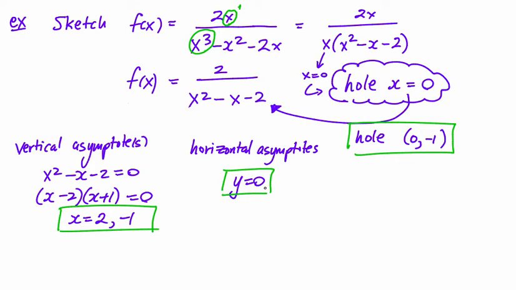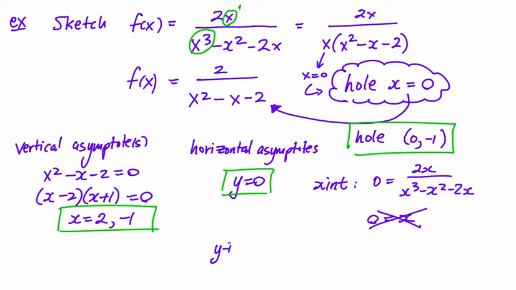And I can now move on to intercepts. The x-intercept happens when the y value is 0, and I really only need to know when the numerator is 0, and so I have an x-intercept at x is 0. That will also turn out to be exactly the same point as my hole, so I can't have an x-intercept where there's a hole, so there's actually no x-intercept at all.